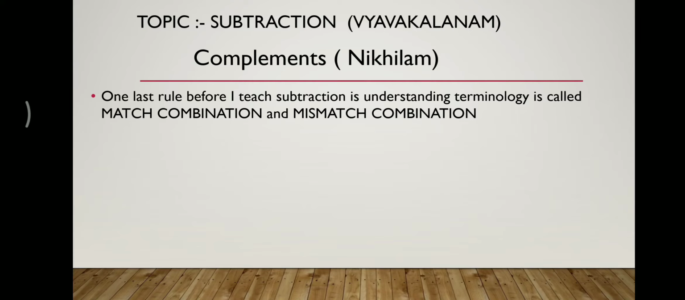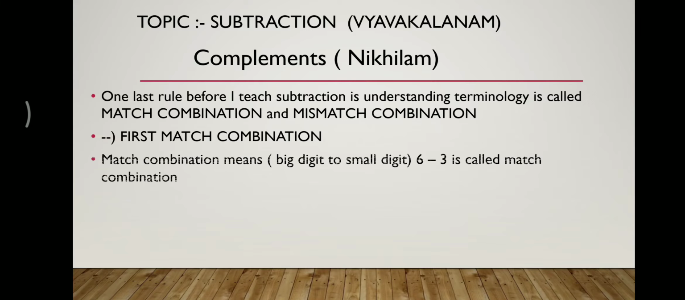and mismatch combinations. This is part 1 of this subtraction series. In this video we are going to learn match combinations: single digit, double digit, triple digit. So first, what is a match combination? A match combination means a big digit minus a small digit. 6 minus 3 is called a match combination. That means the first digit is higher than the second, so we can easily subtract that.